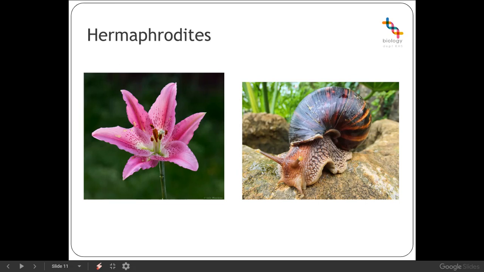The benefit to the individual organism is that if the chance of encountering a partner is an uncommon event, so if they're not often going to see other members of their species, then there's no real requirement for that partner or that individual to be of the opposite sex in order for them to reproduce.